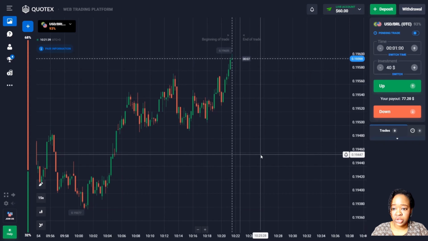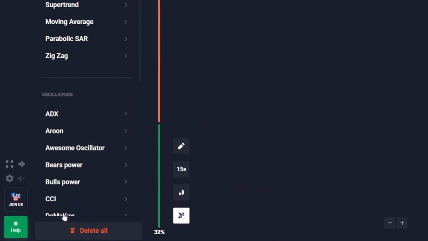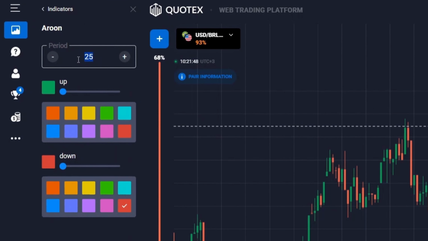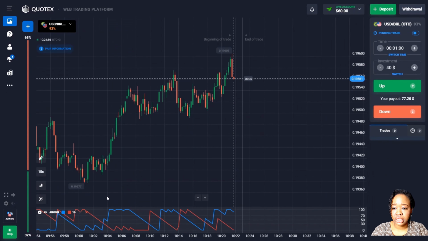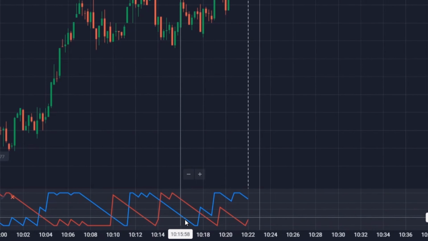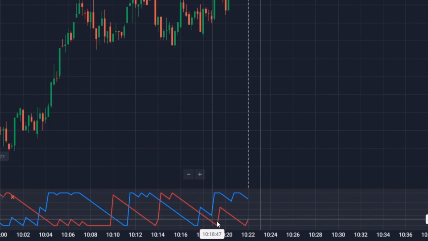So first of all, you need to activate the indicator. I'm going to click the indicator list, and here you can see the Aroon indicator, and I'm going to change the period to 16. I will change the moving average thickness for you so you can see it better. The indicator is displayed at the bottom of the chart. It has two lines. The blue line is the uptrend, the red line is the downtrend.